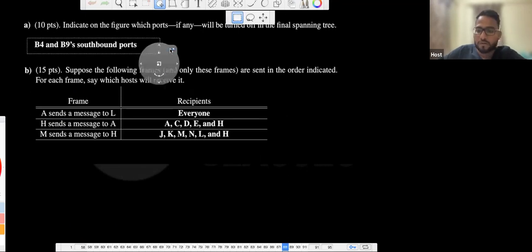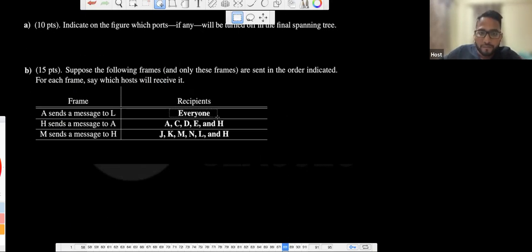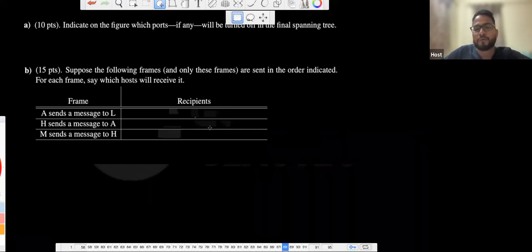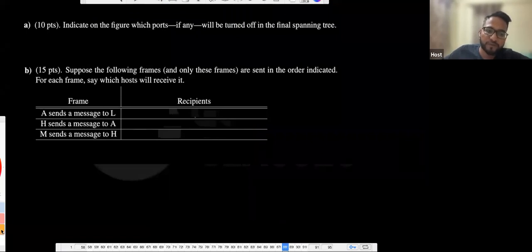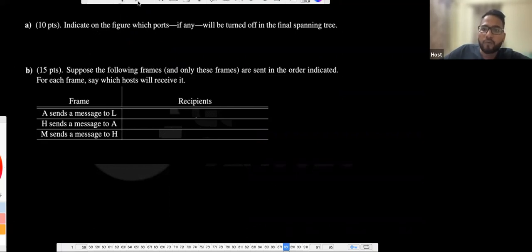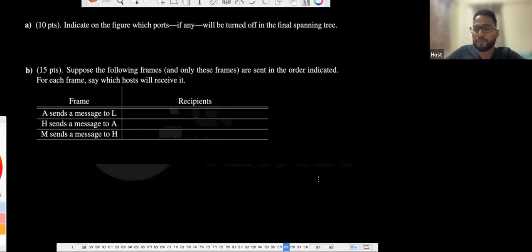Just a second. So basically they're asking a few questions. Now they're saying, can you apply the spanning tree protocol, and then can you tell which of the ports are never being used, or which of the ports are blocked. That's what this first question is asking. Indicate on the figure which ports will be turned off in the final spanning tree. So can you do this question based on the previous video?